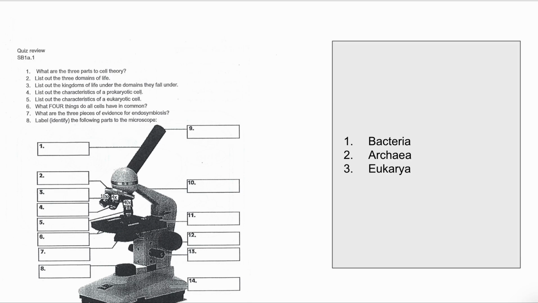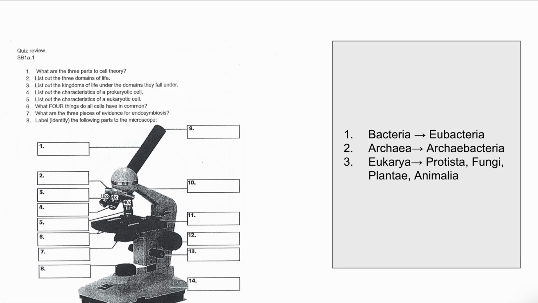Number two, list the three domains of life. You've got bacteria, archaea, and eukarya. Number three, list out the kingdoms of life under the domains that they fall under. So these are our kingdoms over here, and this is our three domains. Eubacteria is the kingdom that falls under bacteria. Archaebacteria is the kingdom that falls under archaea. And protist, fungus, plantae, and animalia fall under the domain of eukarya.